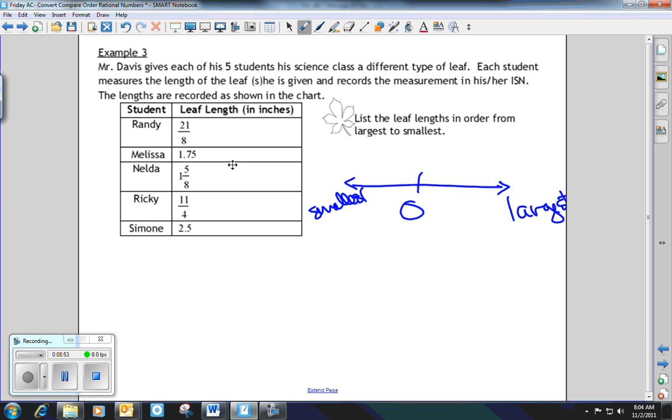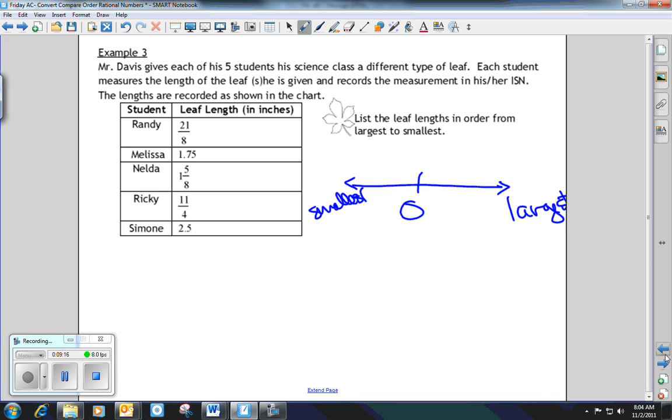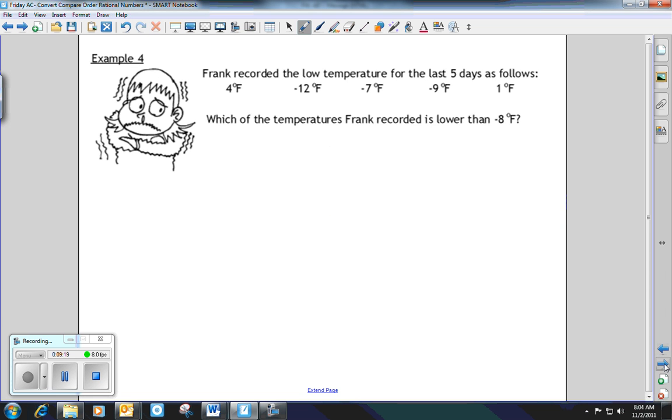You're going to change these to the same form, whether you want to use a common denominator or a decimal or percent. It's up to you. Go ahead and do that one. And then also you're going to order these numbers from least to greatest as well. And you're going to find which of the temperatures Frank recorded is lower than -8. Remember your number line up here. Which one is lower?